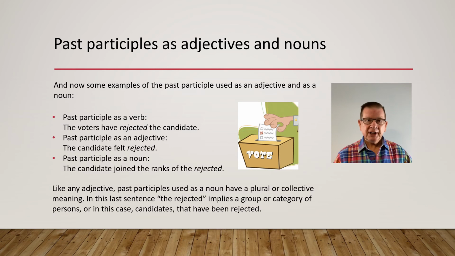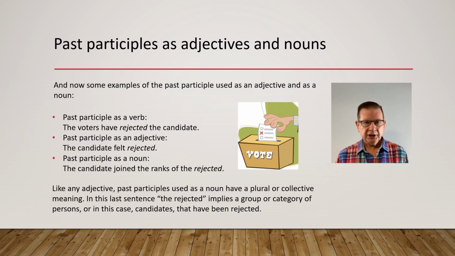And now some examples of the past participle used as an adjective and as a noun. Past participle as a verb: the voters have rejected the candidate. Past participle as an adjective: the candidate felt rejected. Past participle as a noun: the candidate joined the ranks of the rejected.